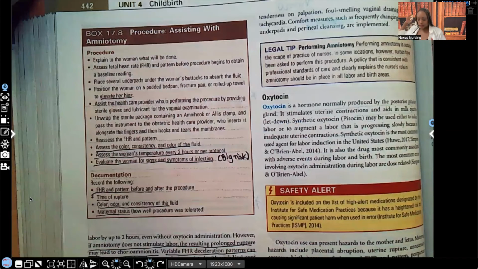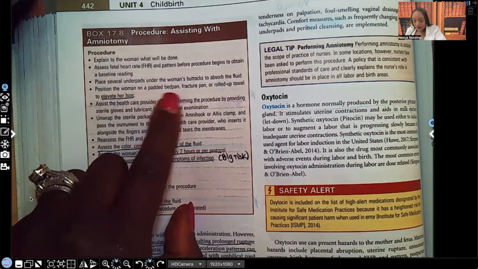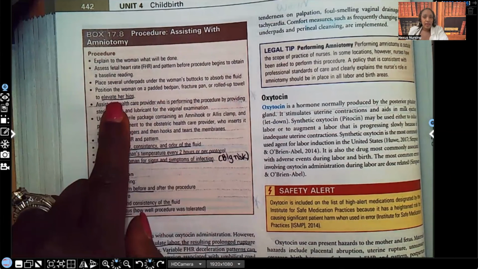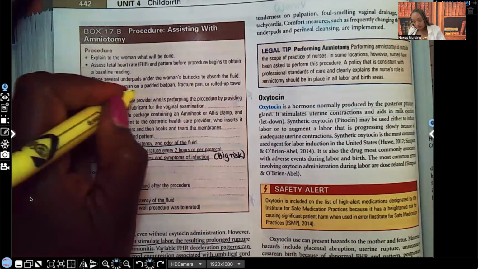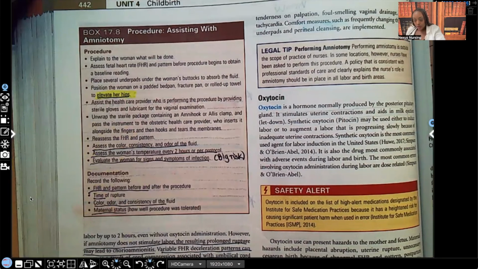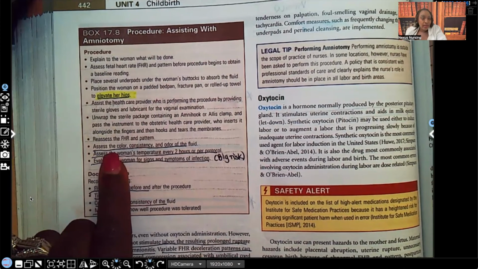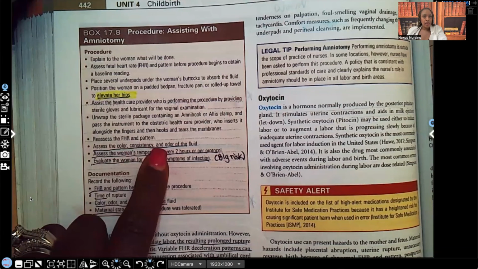You're going to explain the procedure to mom, husband, whoever's there. You're going to position the woman on a padded bedpan, fracture pan, or rolled up towels to do what? Elevate the hips. That's the whole point. You need those hips elevated. You're going to assist the healthcare provider in performing the procedure. You need to assess the color, the consistency, and odor of fluid, okay? We want to make sure there's no infectious process happening.